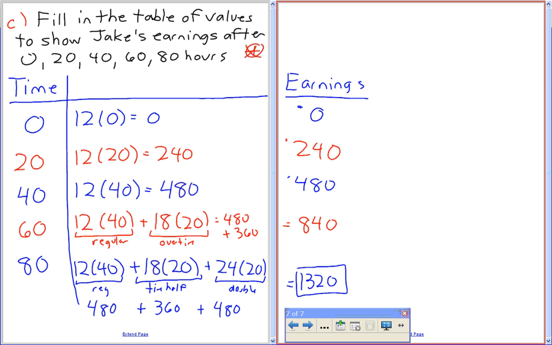Okay, this question will be on your next test and your final exam and everything else in between. Okay, I love these questions. I'm not quite sure why. Maybe because they involve money.